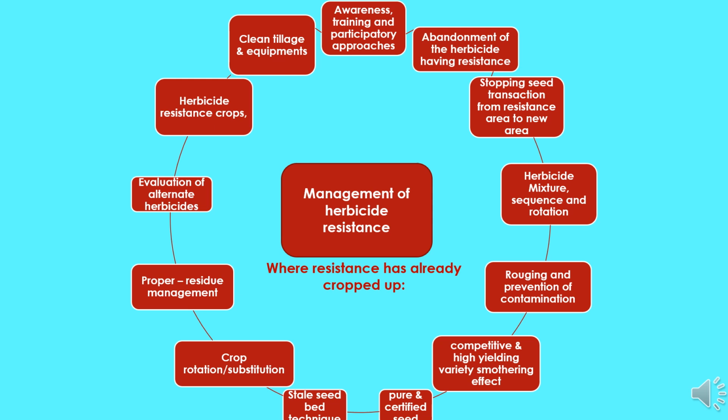Any sort of transaction of crop seed from an area having resistance to a new area should be stopped. Herbicide mixtures, sequences and rotations should be applied to avoid and delay development of cross or multiple resistances. Herbicide rotations are also advised once in every 3 years. Roguing and prevention of seed production, and contamination chances of crops at harvest, are to be monitored.